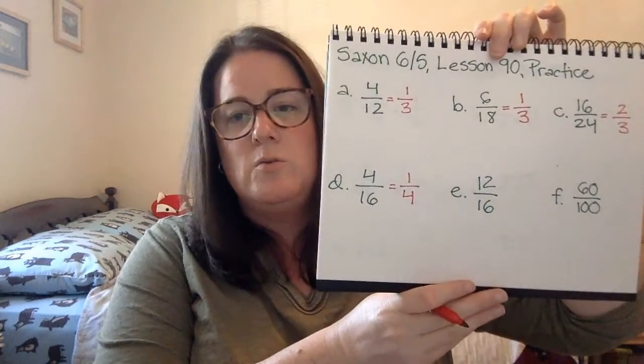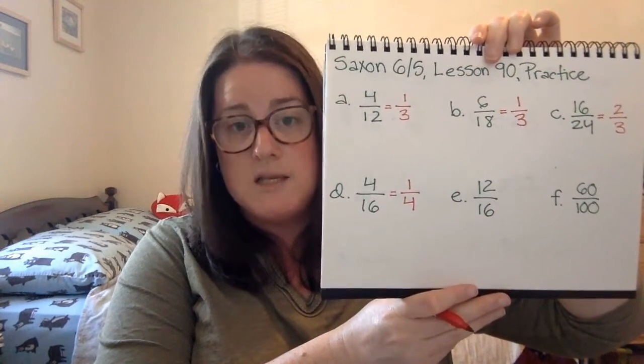Okay. D is asking me 4/16. My greatest common factor between 4 and 16 is 4, so I'm going to use 4 to reduce. 4 divided by 4 is 1. 16 divided by 4 is 4. My new equivalent reduced fraction is 1/4.